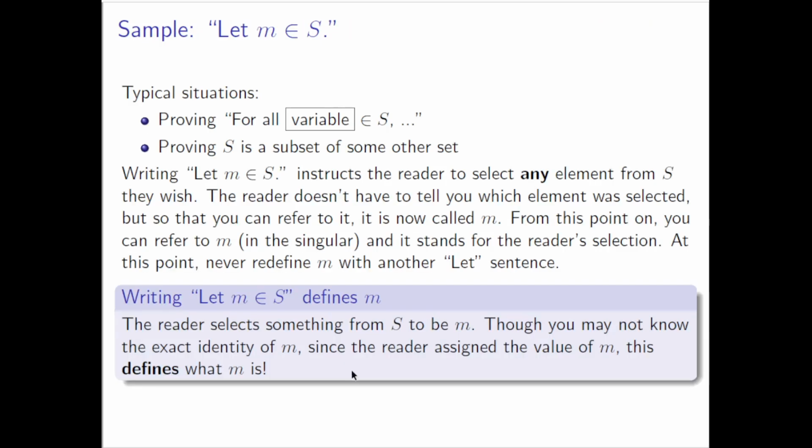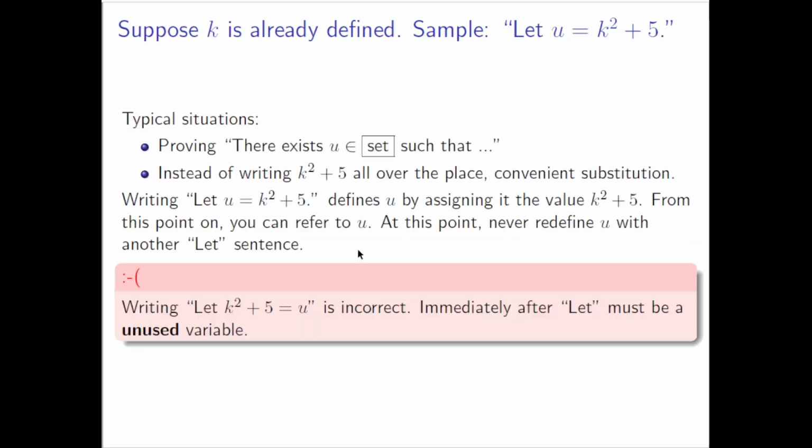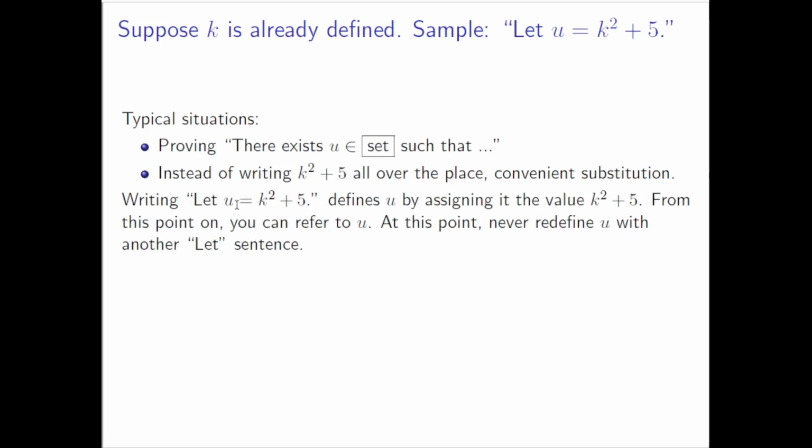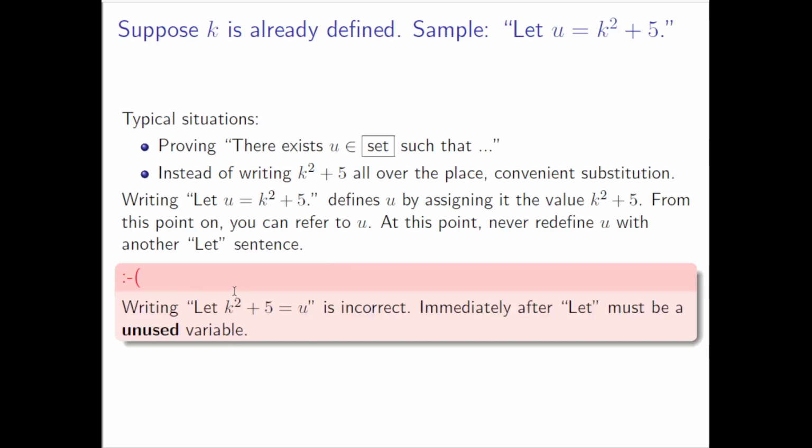Because again, the word let defines, right? So it happened on the previous slide. It happens here. Let m in S. This defines the variable m. So just like this, you also don't want to redefine u. If you write let u equal k squared plus 5, great. But then a future sentence in your proof shouldn't be let u equal k squared plus 3. And a future sentence shouldn't be let u in the set, capital H or whatever, right? You can't redefine u with another let sentence.